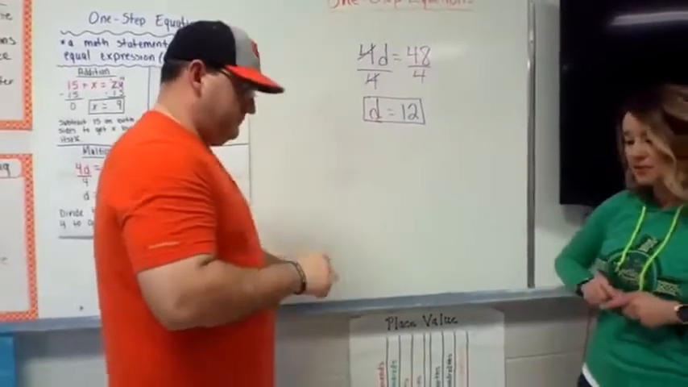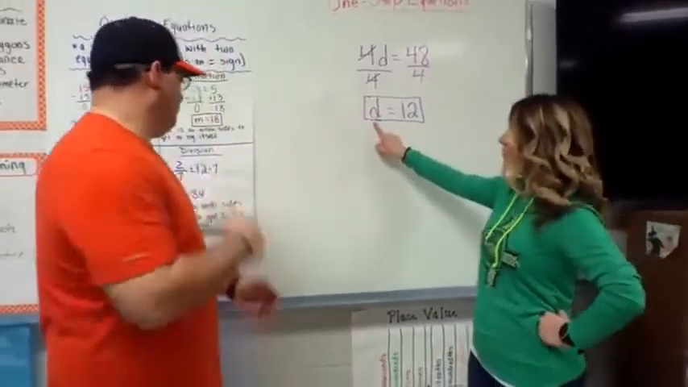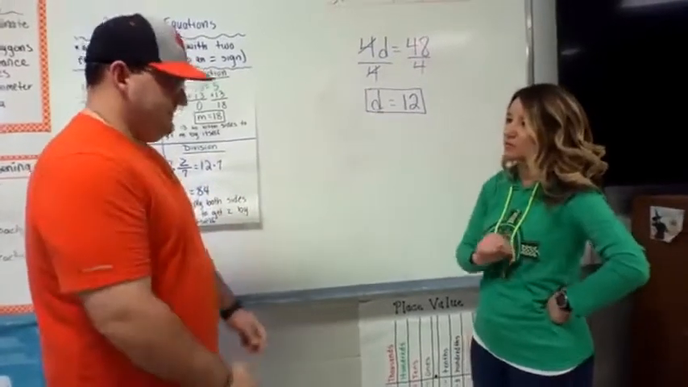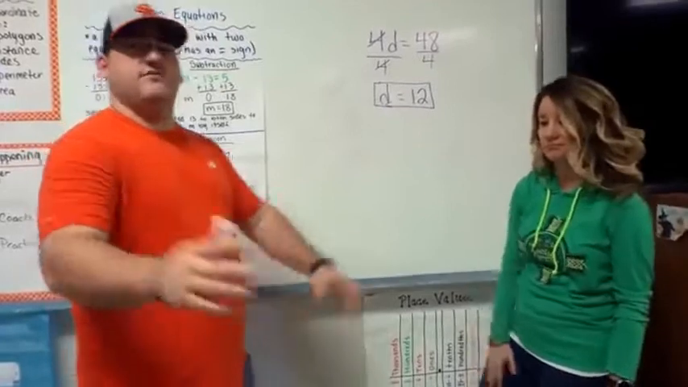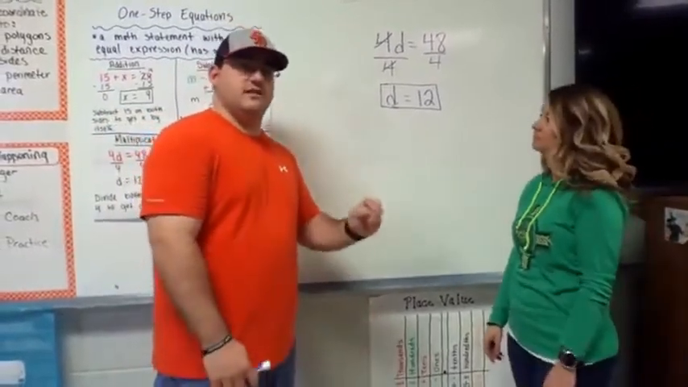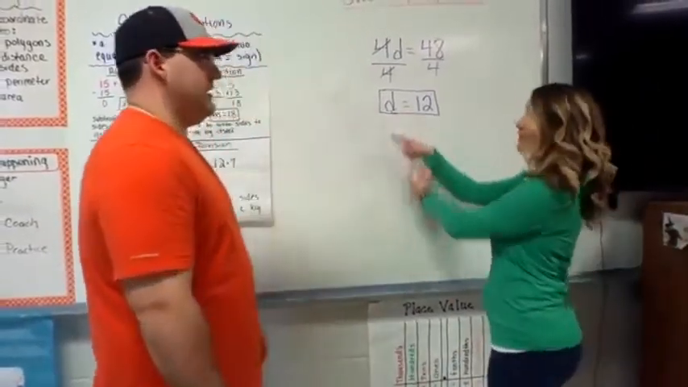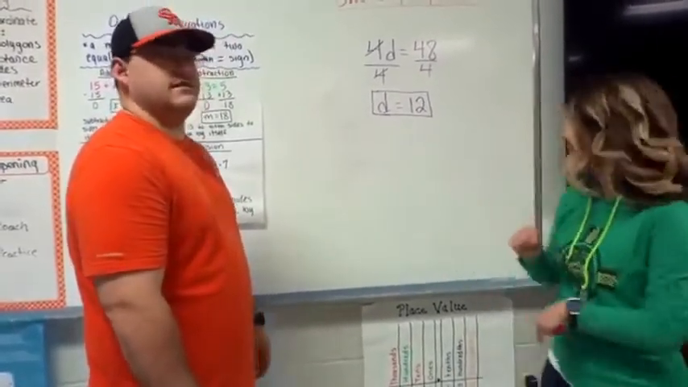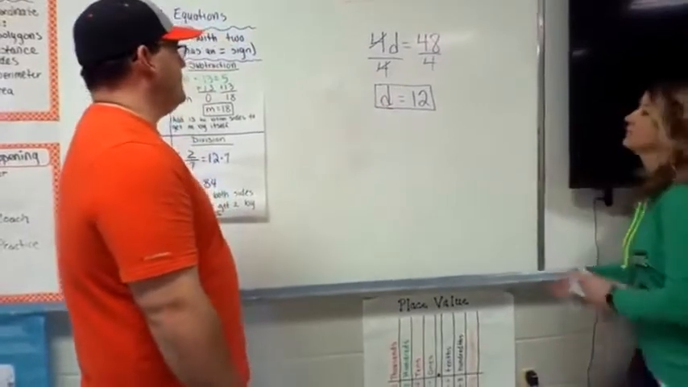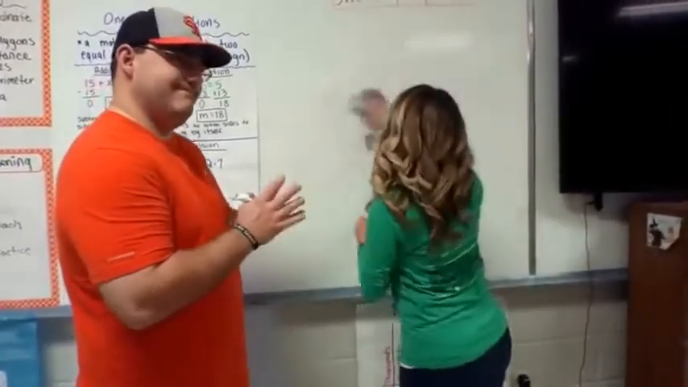So let me get this straight. When I see a variable, there is always an invisible 1 as a coefficient. Yes, the invisible 1 is the coefficient. If you ever see a variable, there's an invisible 1 as the coefficient. Because there is 1D there. And the coefficient always tells me how many variables I have. Yes, that is correct. All right. So let's go on to division.